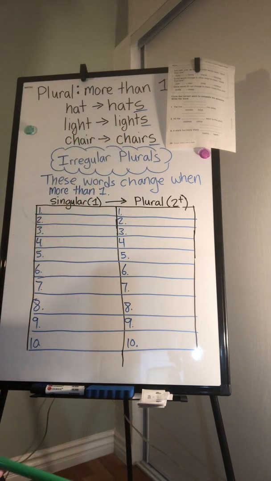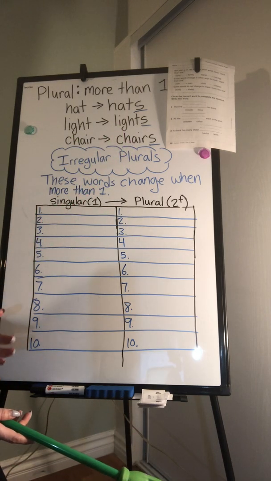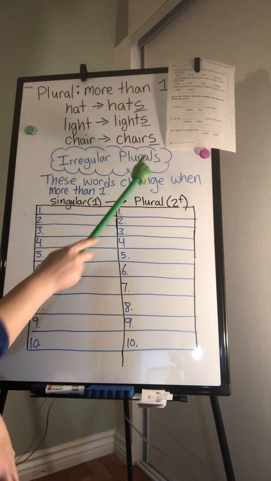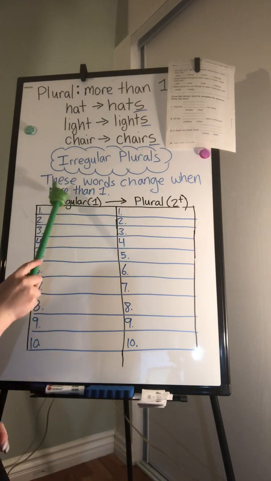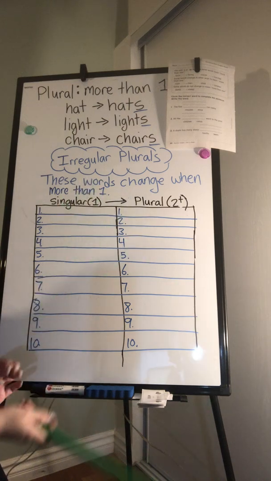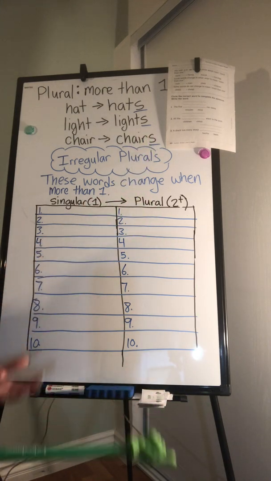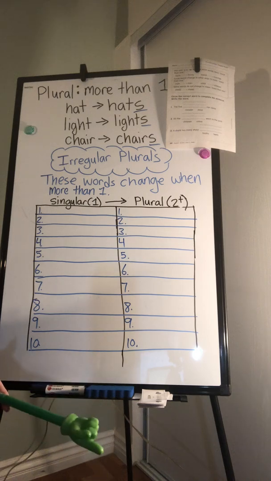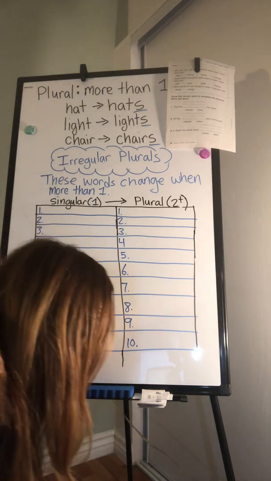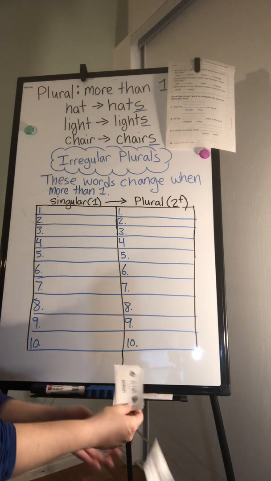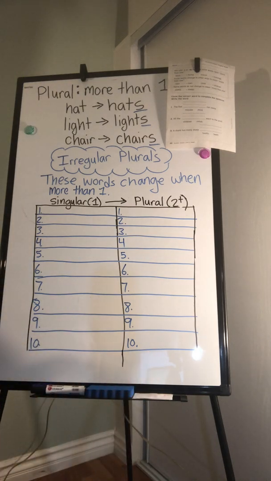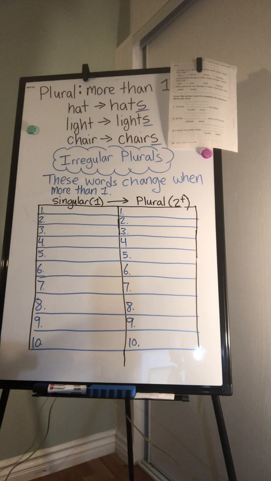Chair, chairs. But then in the English language, we also have something that's called irregular plurals. What that means is that the word changes when we're talking about more than one. I know it could be a little bit tricky, but I'm going to show you. So instead of adding the S, we actually have to change the word for it to mean more than one. So right now I'm going to need you to pay close attention to the words that I show you, because afterward, you're gonna play a little game. You're gonna play against me.